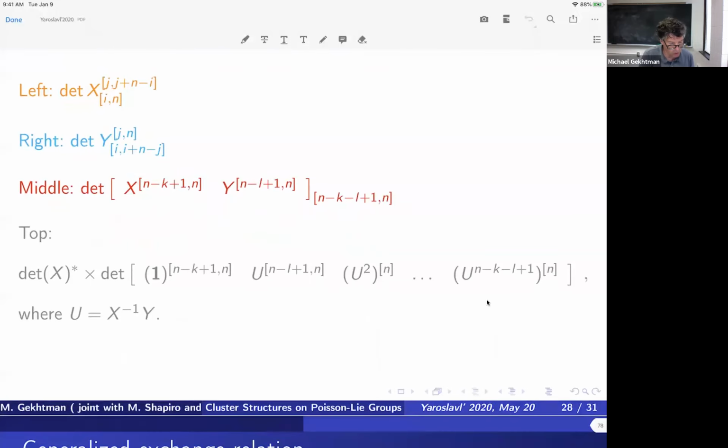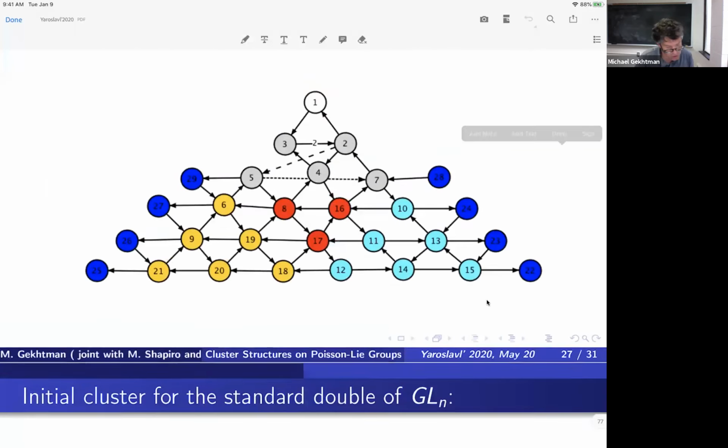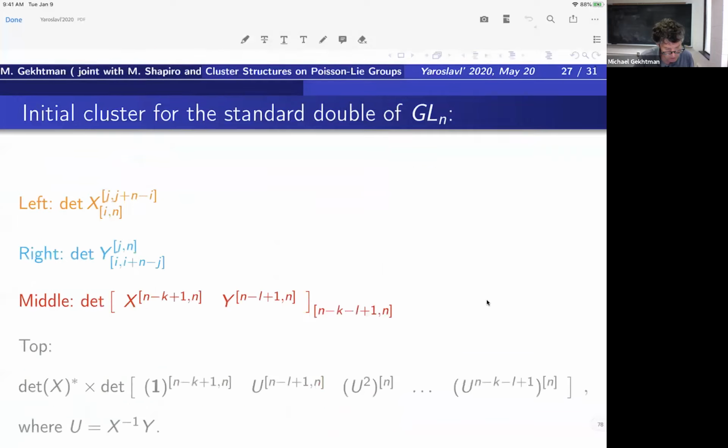You consider a new object, X inverse Y. It's not a random selection, because the map X inverse Y maps from the double into what's called the dual Poisson-Lie group, right? So you take this U equal X inverse Y and then build these complicated determinants again, which are based on columns of powers of this matrix U, right? And those are attached to grades. So that just shows that you have to be inventive about how you find this log canonical system.